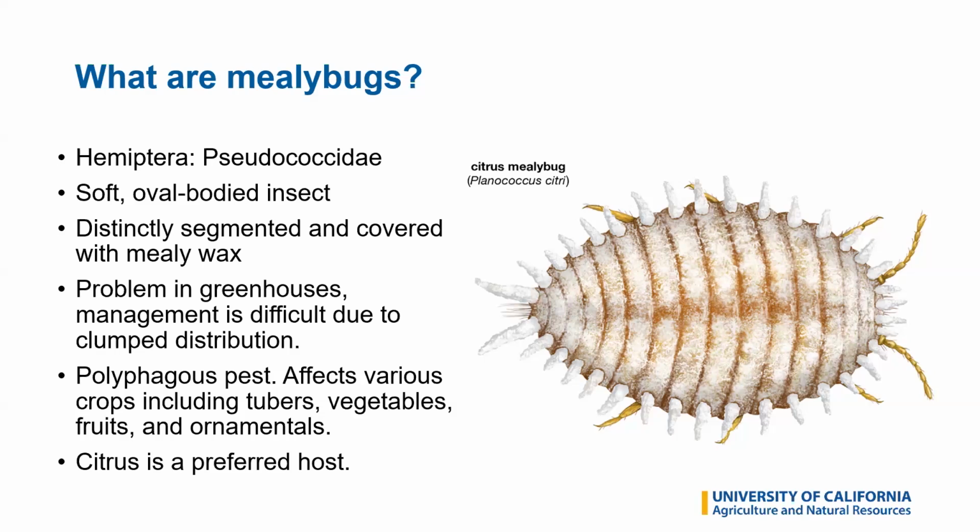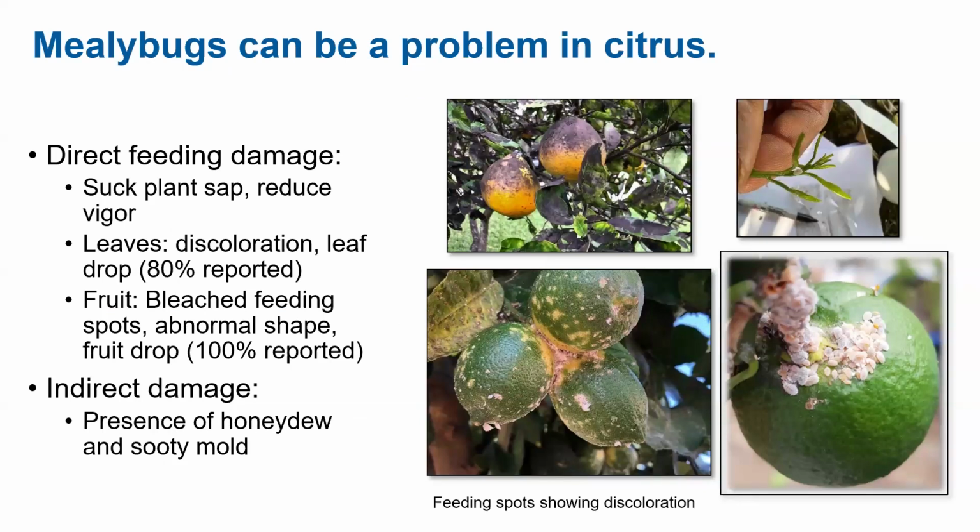When it comes to hosts, they're quite polyphagous. They affect all kinds of crops, including tubers, vegetables, fruit, and ornamentals. And when it comes to fruit, citrus is one of the preferred hosts. And in citrus, they can be a problem for these two major reasons. The mealybugs, as sap-sucking pests, can cause direct damage by feeding. They extract sap from the phloem, and that reduces plant vigor. They can infest citrus so much that they can actually kill the plant.